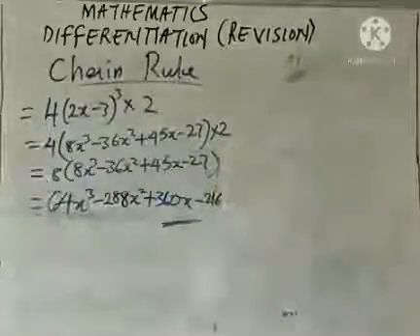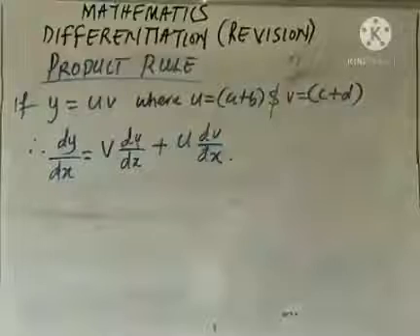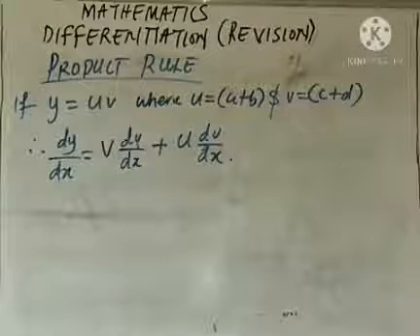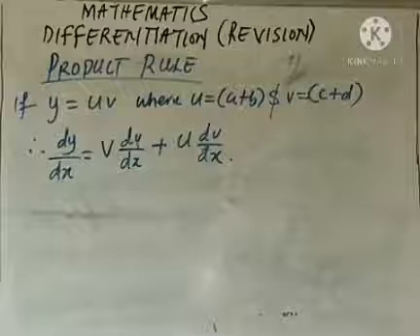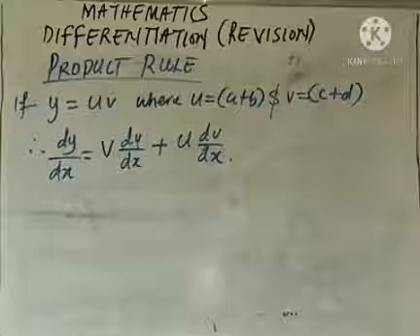Now quickly, let's move to the next subtopic. Under product rule, given that the equation of y is given to be the product of u and v, where u is equal to a particular algebraic expression and v equals another algebraic expression. So the product of two algebraic expressions now gives us a particular algebraic equation which equals y.